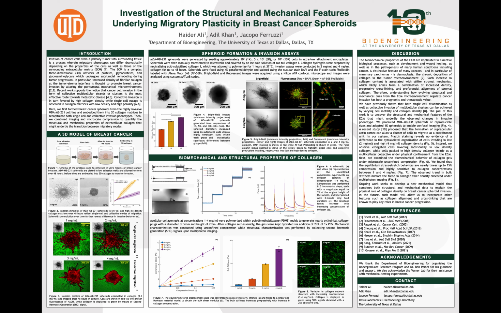This summer, we followed up on this work by forming breast cancer spheroids from the highly invasive MDA-MB231 cell line and embedding them into 3D collagen matrices. We then imaged them and performed a compression test to quantify the structural and mechanical properties of extracellular collagen that might underlie the transition seen between the migratory phenotypes.